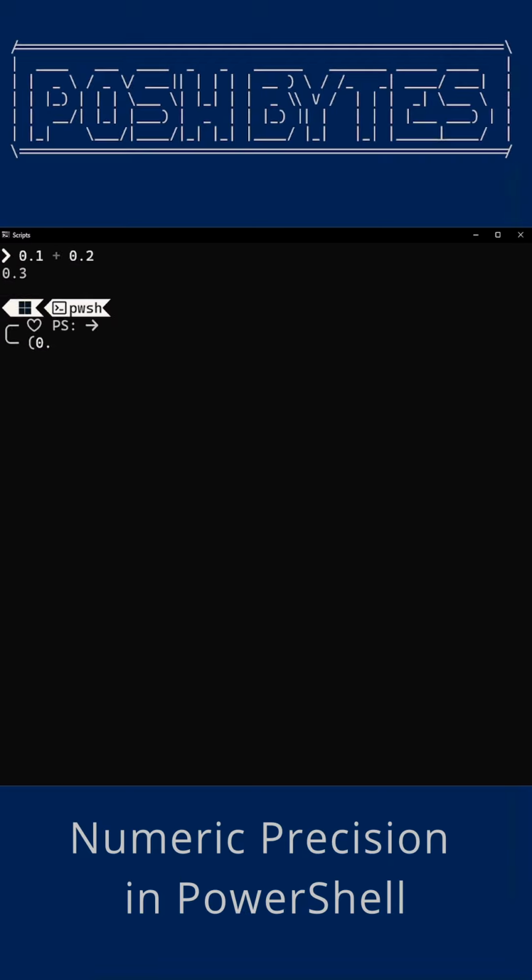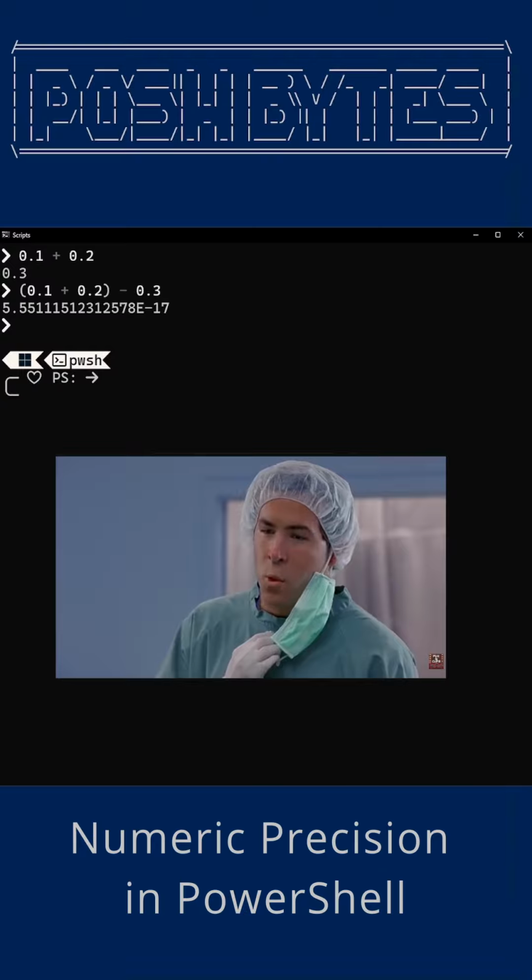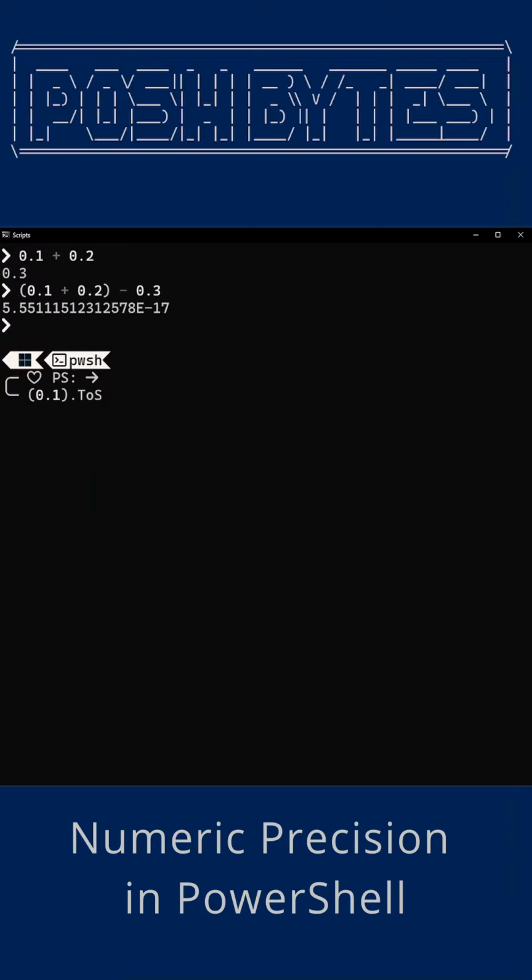Here's a classic precision surprise. Where we would expect to get 0, we got whatever this is. But why? Because double is binary floating point, and 0.1, 0.2, and 0.3 cannot be represented exactly in binary, as you can see here.